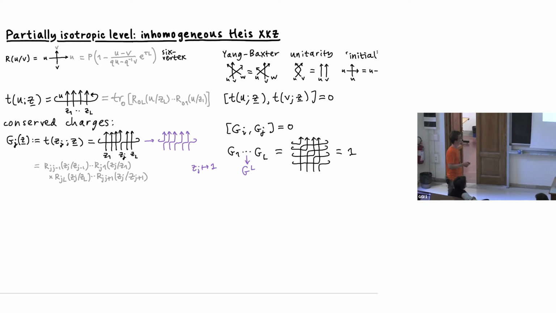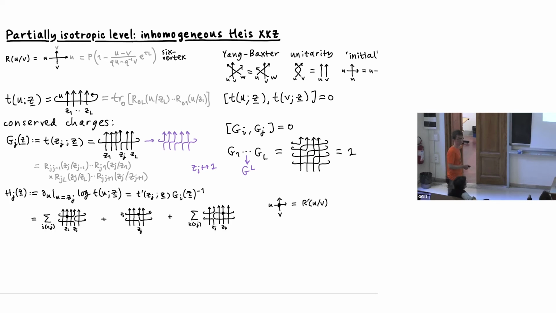They all commute, and they don't have the property that the Lth power is 1, but instead, if you multiply all of them, then this is the picture. Now by unitarity, you can open up all these crossings here, and basically none of the lines cross, so you just get the identity here. So instead, the product of all these operators is 1. Now, if you take the homogeneous limit, then all of them become the same. So you get the usual relation that the Lth power of the translation operator is 1. And that's why we get the notion of a quantized momentum in that case.